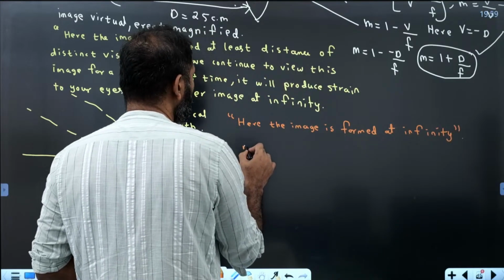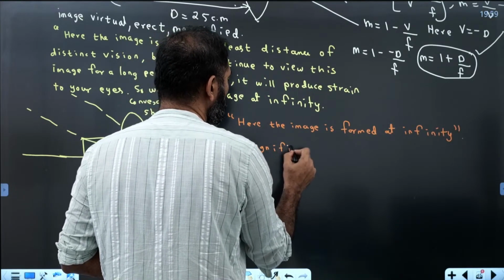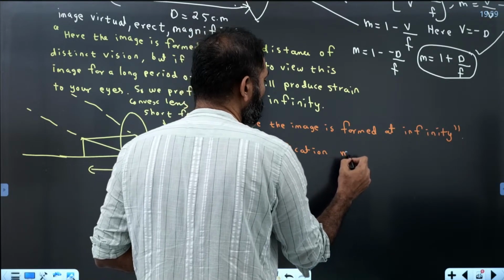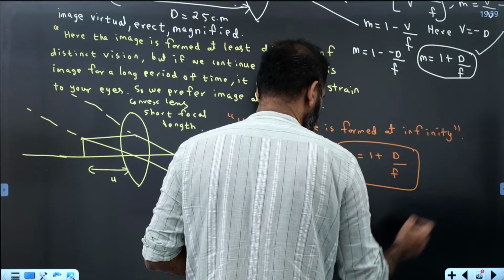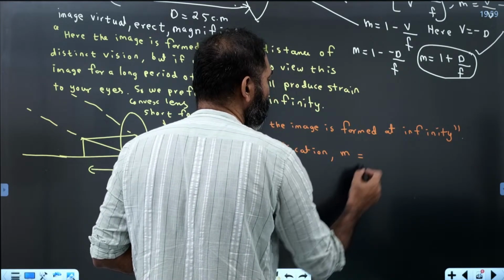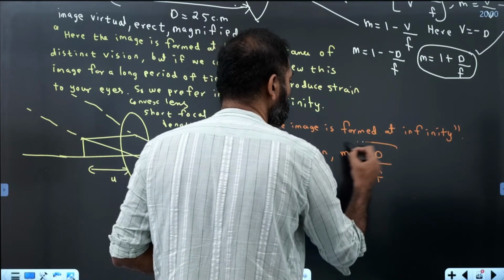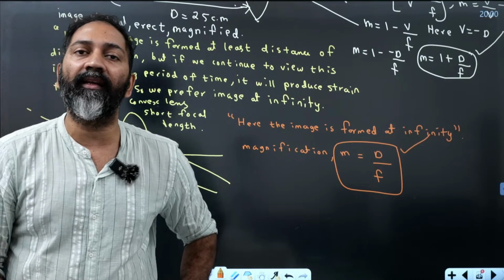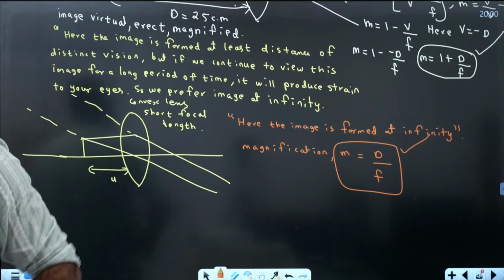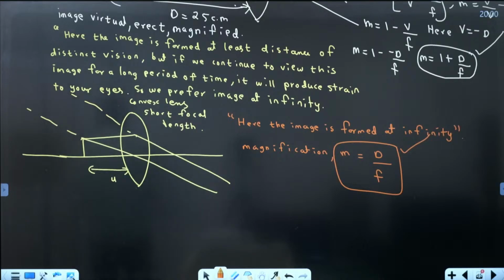So magnification M is equal to 1 plus D by F. Sorry, magnification M equal to D by F. If the image is at infinity, magnification M is equal to what? D by F. So when the image was at the least distance of distinct vision, magnification was what? 1 plus D by F. When the image is at infinity, what is the magnification? D by F. Any doubt?